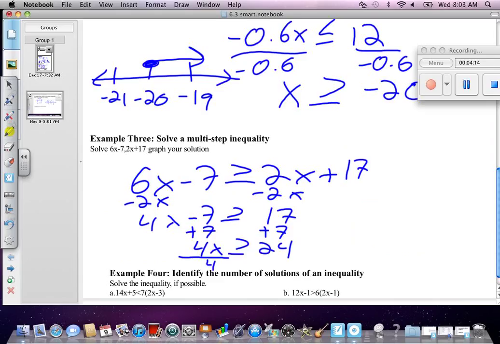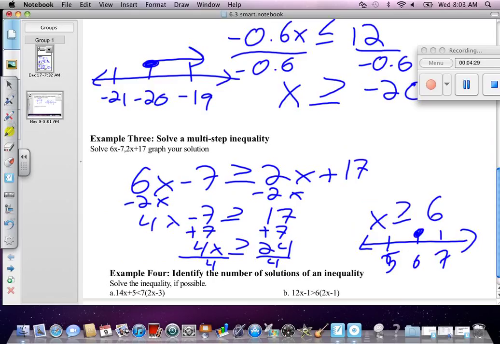And divide by 4. Do you guys remember this from solving equations, chapter 3? X is greater than or equal to 6. We've got 5, 6, 7, closed circle over 6, and x is greater.